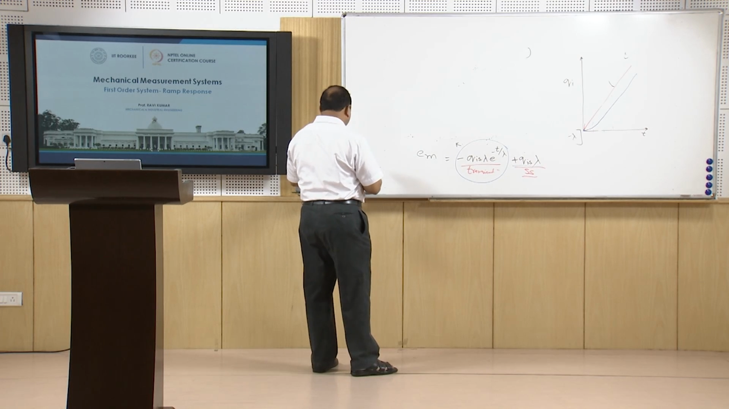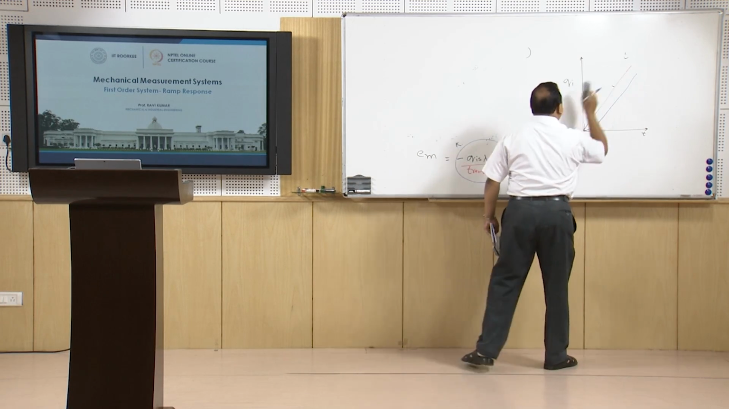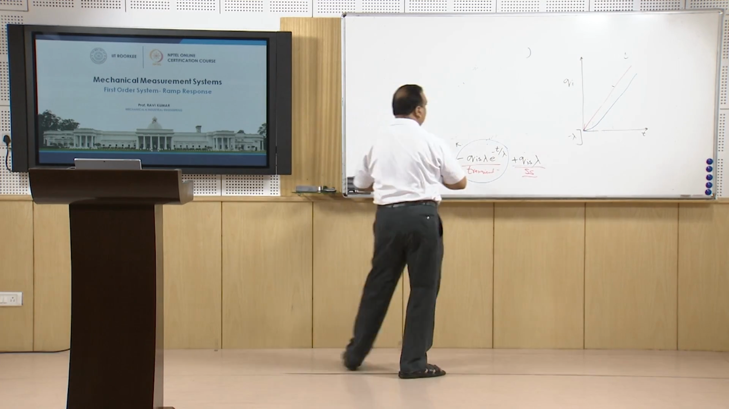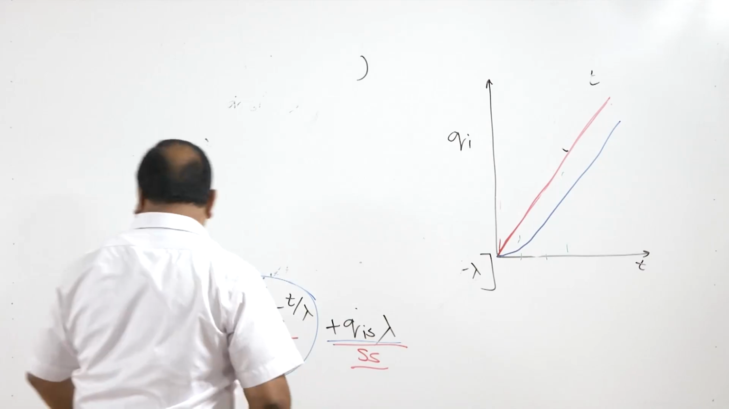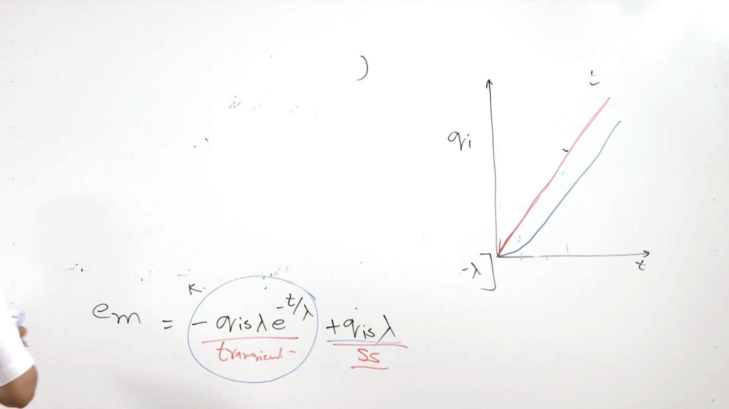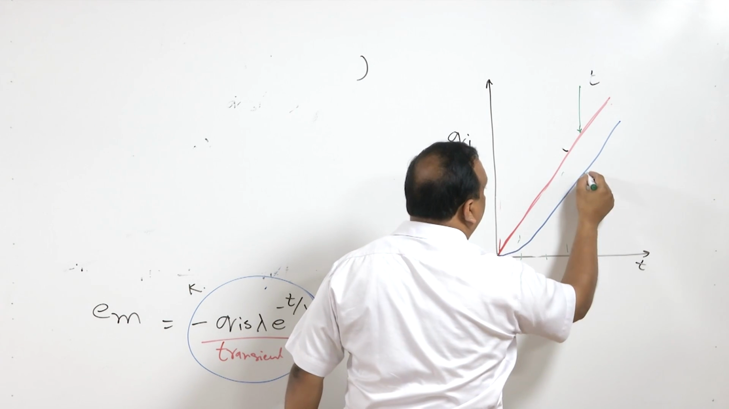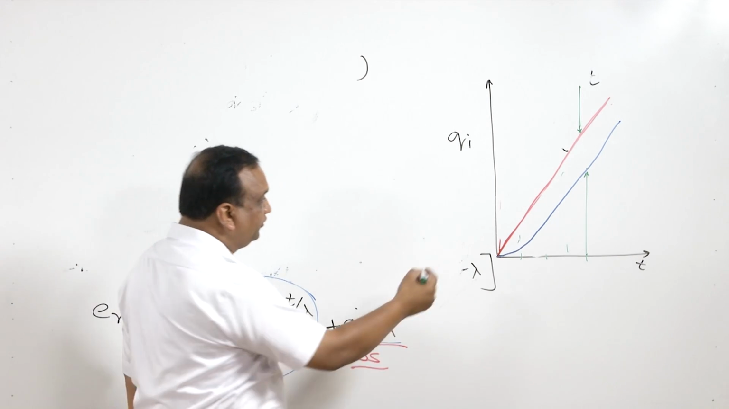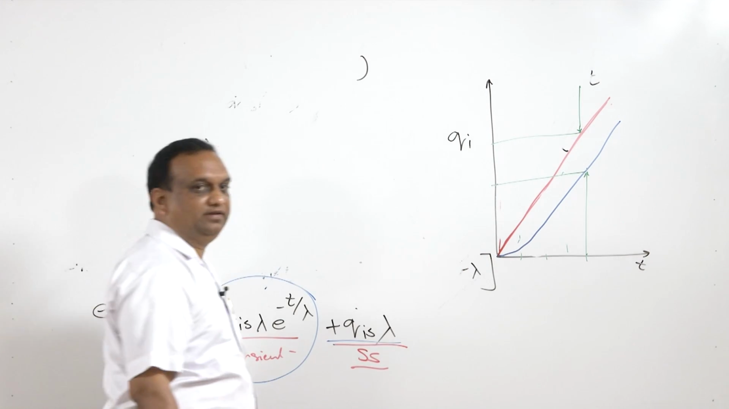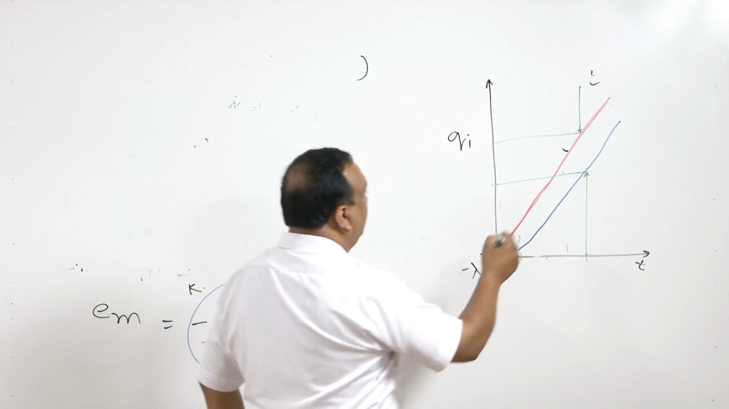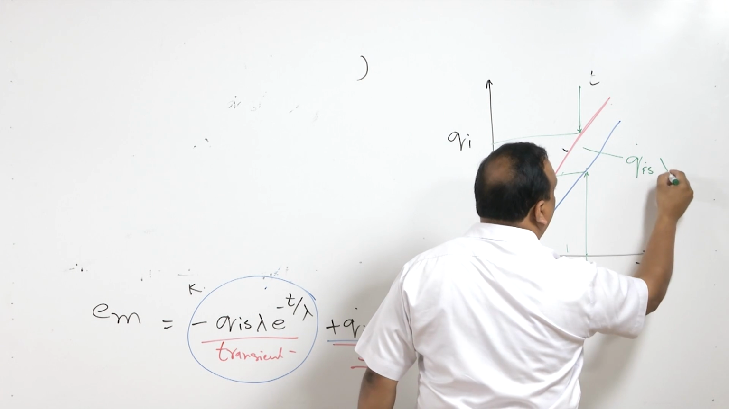Now error in measurement. So at a particular time t, this is the error in the measurement. This is the response of the instrument. So the instrument is showing this much of input and the actual input is this one. So this is the steady state error, and this can be expressed as Qis dot multiplied by lambda.